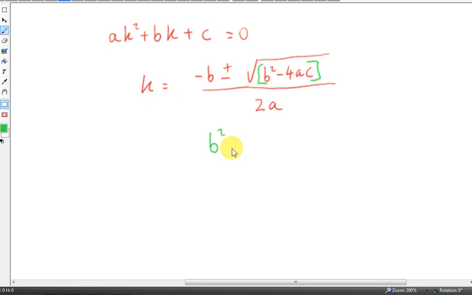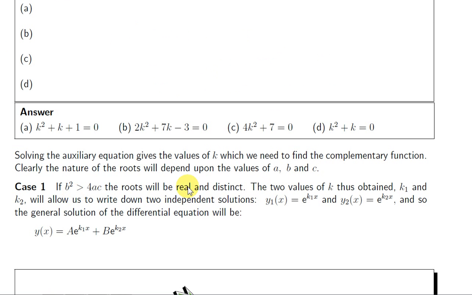If b squared minus 4ac is greater than 0, or we can write that as b squared greater than 4ac, then we will have two results for the square root. The plus or minus sign gives us two results if this is greater than 0. So we'll have two distinct values for k. And of course the roots will be real because we're getting the square root of a positive number. B squared minus 4ac is positive. So we will have two independent solutions.